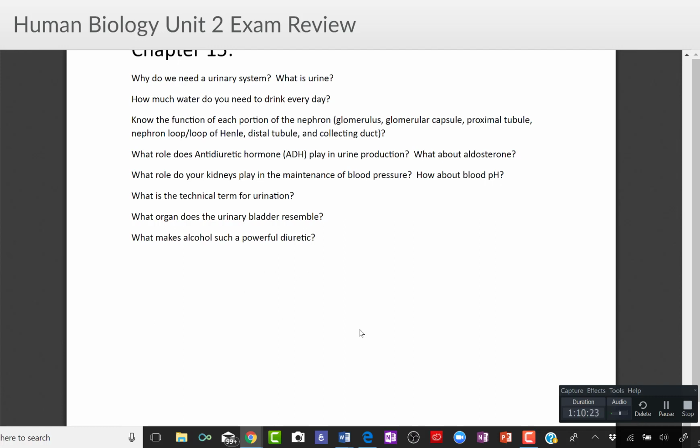Okay, lastly, what makes alcohol such a powerful diuretic? Alcohol actually stops the release of antidiuretic hormone. And like I mentioned earlier, if you don't have ADH, you're producing 27 liters of urine a day, which we can't allow. So alcohol is a very powerful diuretic for that reason.